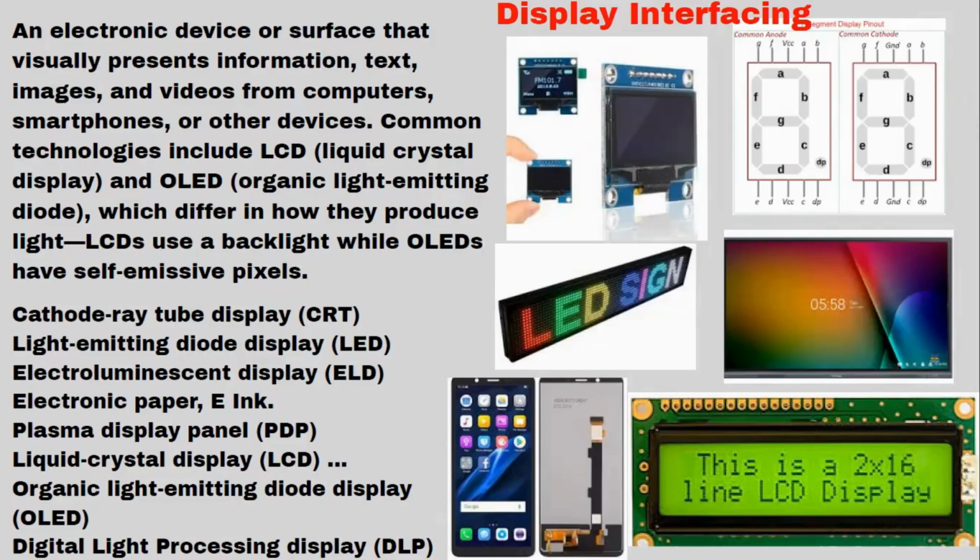What is the difference between OLED and LCD? The LCD uses a backlight, that is the light behind, LEDs will be there to give you the light, while OLED has self-emissive pixels, that is, it will glow by itself, right?